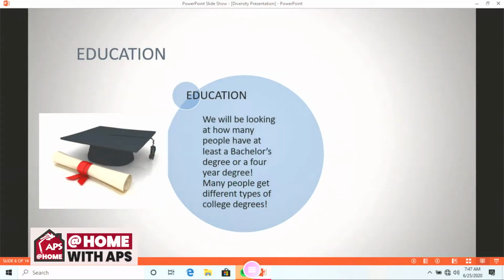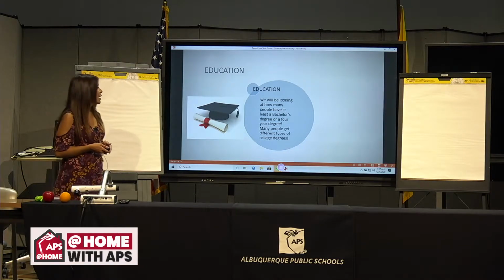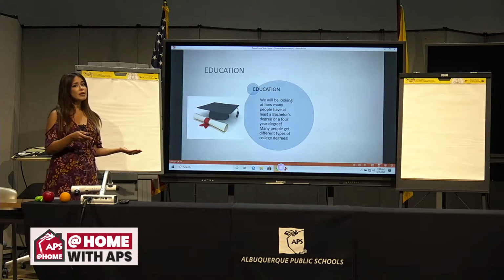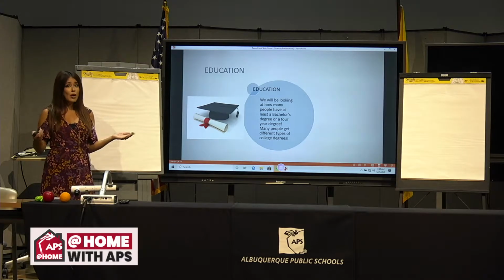Lastly, we'll be discussing people's level of education. Now, we'll be looking at how many people have at least something called a bachelor's degree, which is a university degree of at least 4 years. Many people get many different types of degrees. Some are 2 years, some are less than 2 years, some are 4 years, and some are even more than that.